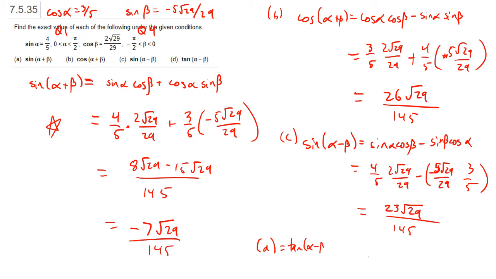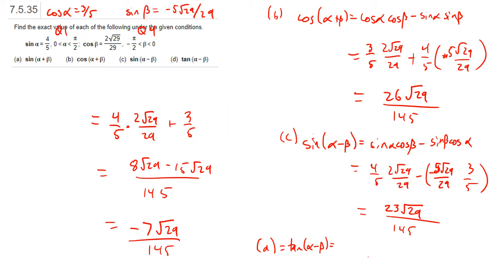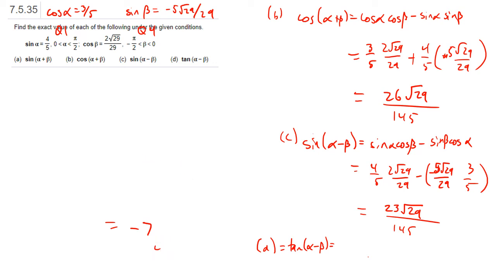And finally, part D, pretty much same business. Tangent of alpha minus beta. Okay, now there is a sum formula for tangent and a difference formula, but I'm going to be honest, I always forget it. I always just use the sine and cosine difference formulas, which is going to take a little bit of space, so I'm going to take it over to the left here.